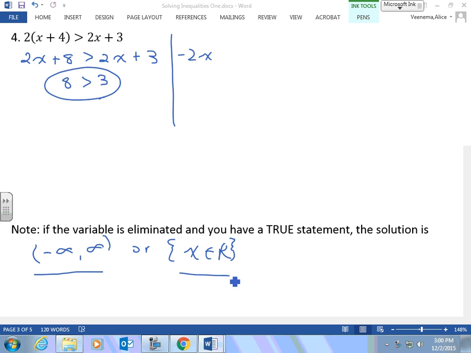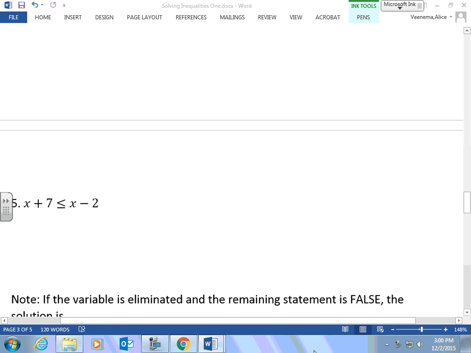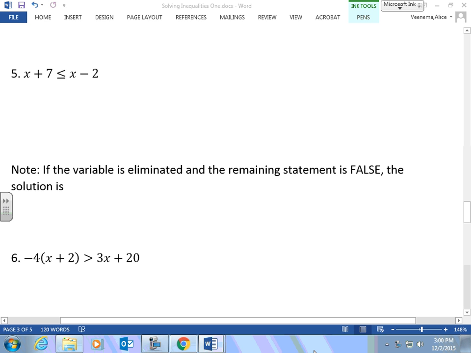Okay, so let's take a look at another question. Number 5 here, I've got x plus 7 is less than or equal to x minus 2. Let's subtract x from both sides again. And I end up with 7 is less than or equal to negative 2. Notice that this is not a true statement. 7 is not less than negative 2.